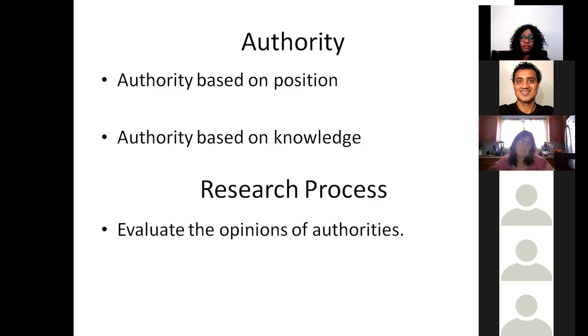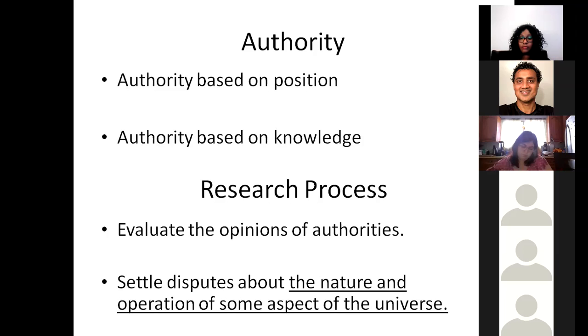So part of the research process is to evaluate the opinions of authorities. Sometimes you can have two authorities who are authorities based on knowledge. And they have their own opinion, their own perspective, their own theories on how something should operate and some things should not. Part of what research does is it evaluates the opinions of the authorities themselves. And the research process is a little different from research literacy in the sense that it allows the researcher to actually conduct research to evaluate the two different or multiple perspectives.